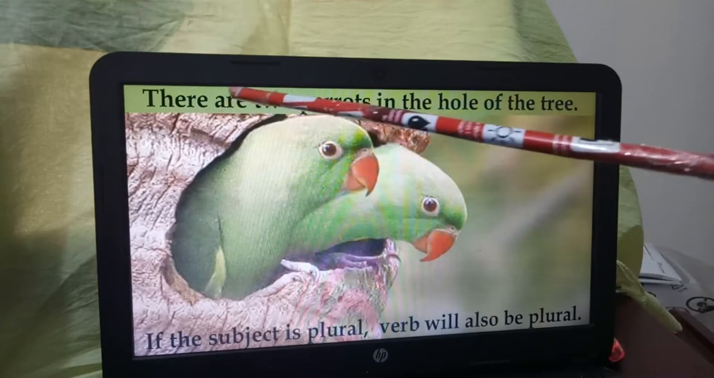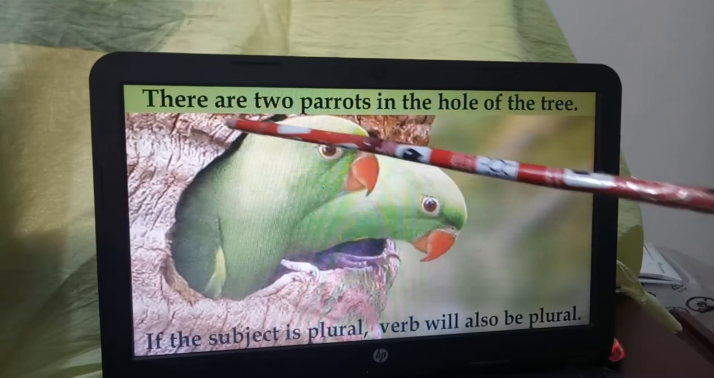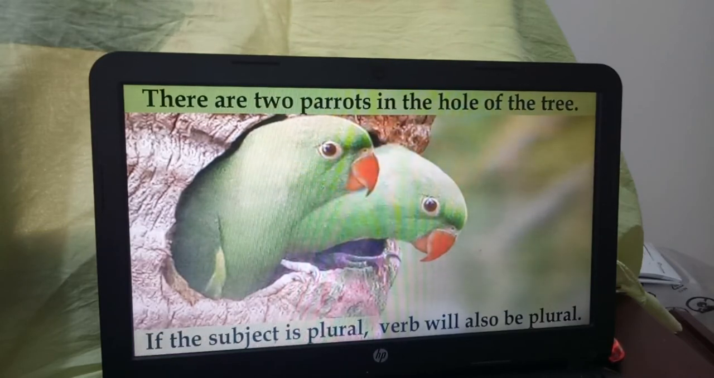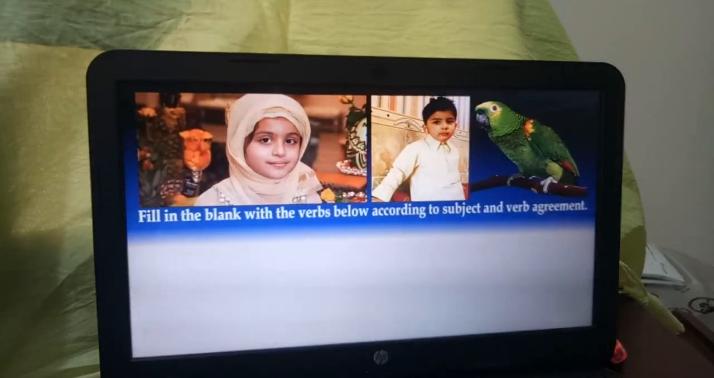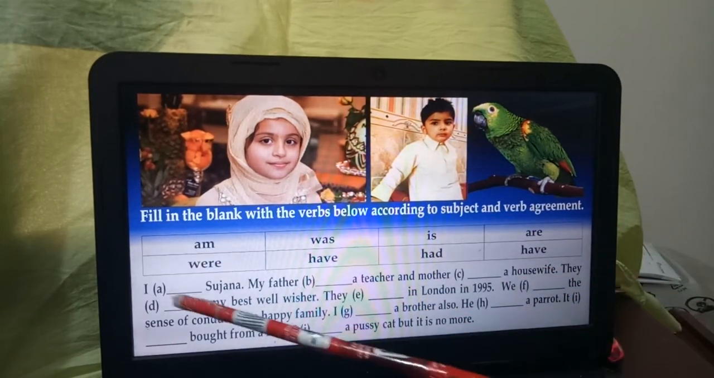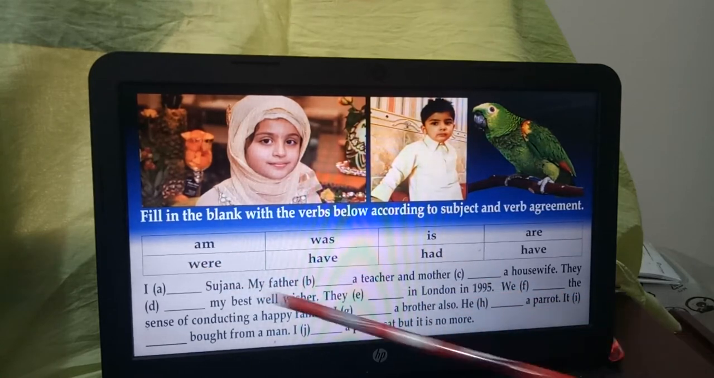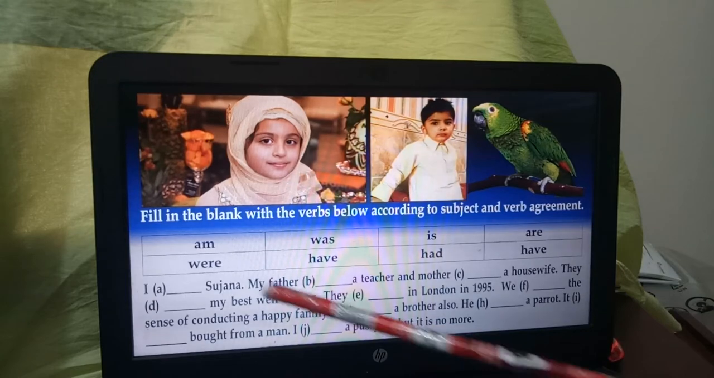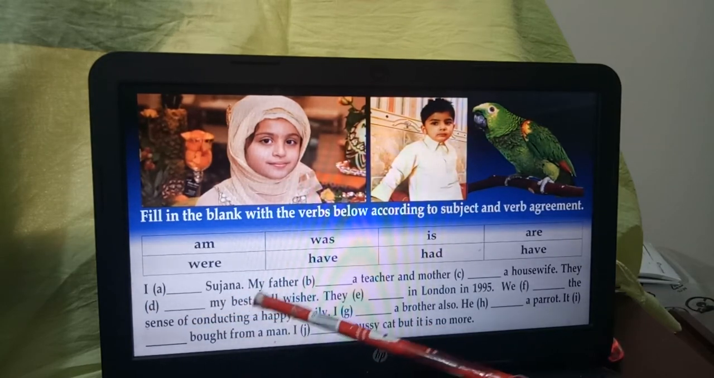Two parents, there are, singular plural verb, two parents in the hole of the tree. Now, my dear students, it is your job to put the right form of verb. At first, at a glance, you see the verbs are, is, had, have, has. Bear in mind, I am Sujana.